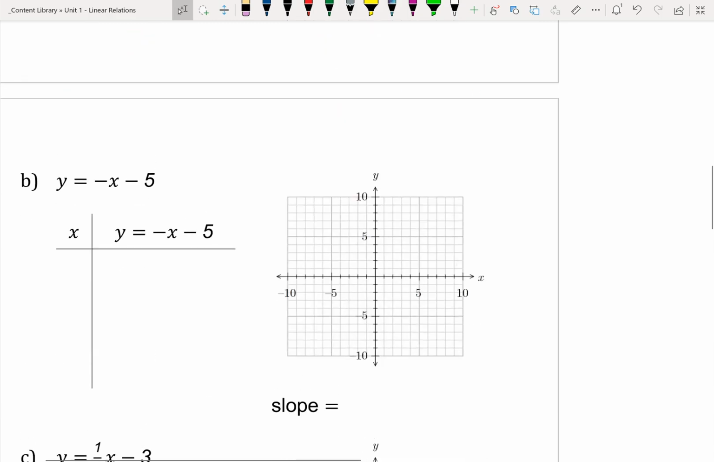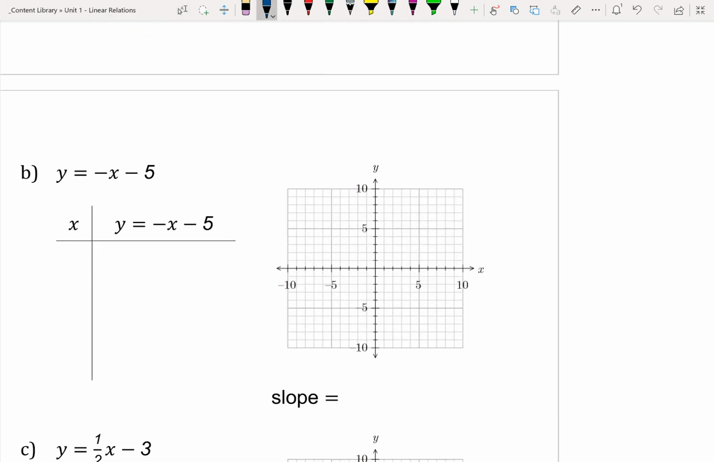In example B, I'm going to do the exact same thing. I have my equation, and I need to come up with a table of values. So I'm going to use -2, -1, 0, 1, 2. At -2, again, to figure out the y value, I'm going to substitute it into the equation and solve. So -2 means it's +2 minus 5, which means -3.